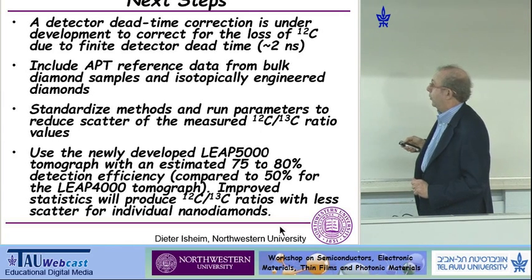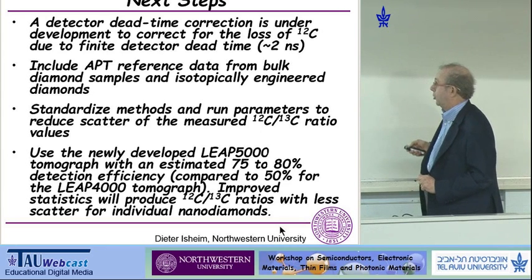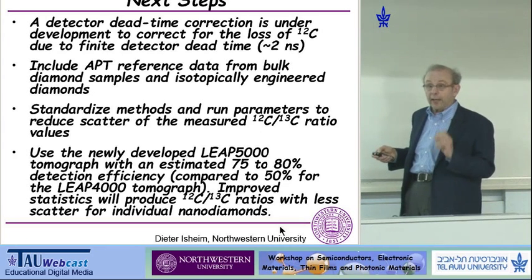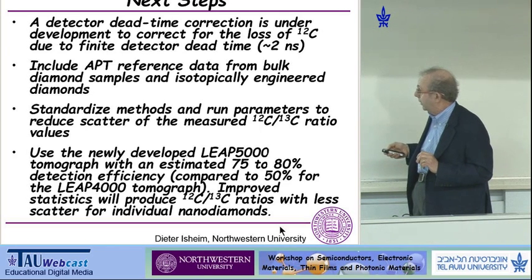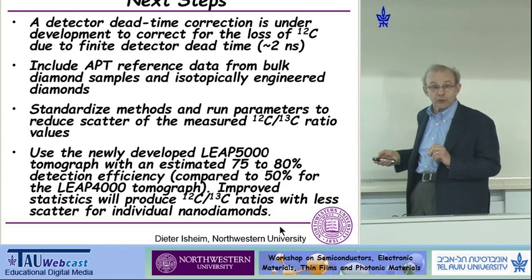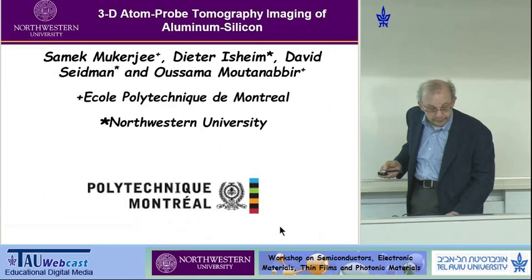Now, I also mentioned there is a new LEAP 5000 with a detector that has an efficiency of between 75 and 80%, which means we'll see more carbon atoms, more carbon ions, which will improve particularly the statistics for carbon-13, because we only have about 2,500 total atoms per nanodiamond.